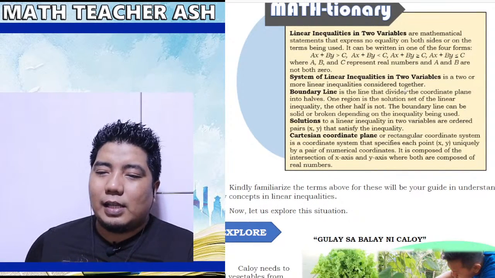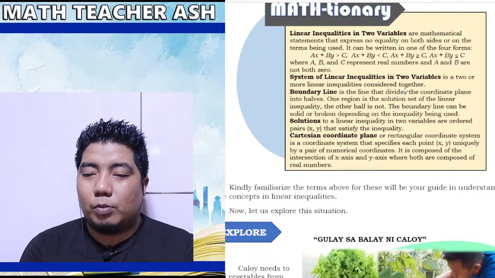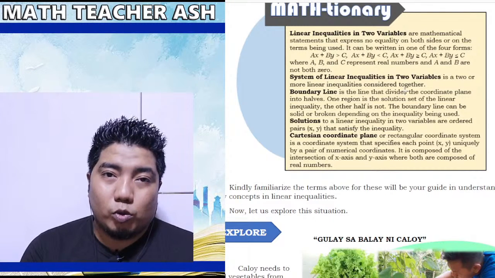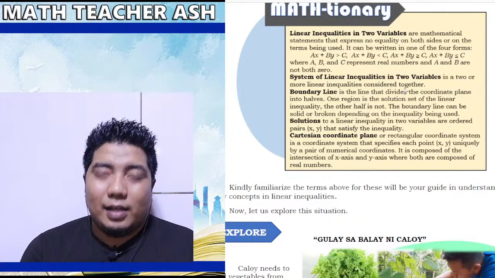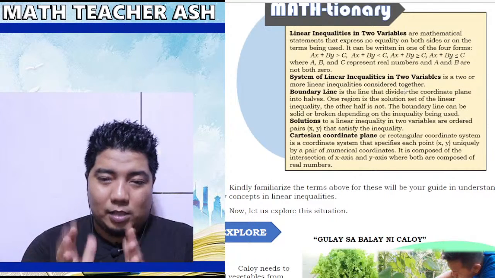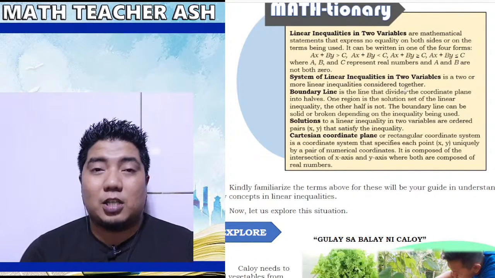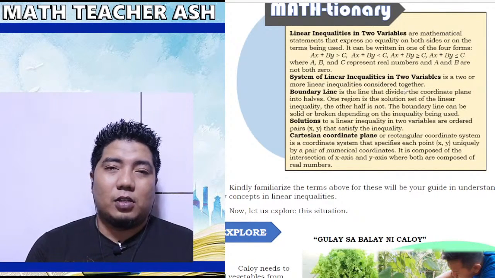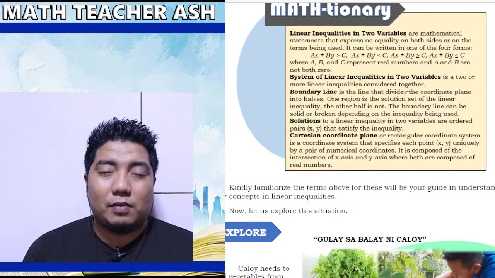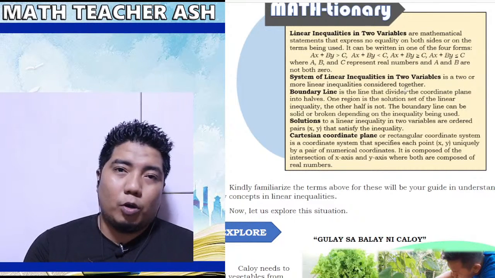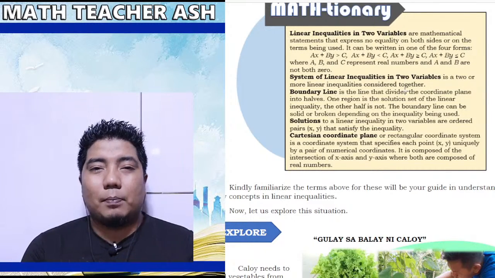Okay, systems of linear inequalities in two variables. So basically, these are just two or more linear inequalities that is being compared. Okay, kaya siya tinawag na systems of linear inequality. Katulad lamang ng systems of linear equation, two or more linear equation na pinag-compare.